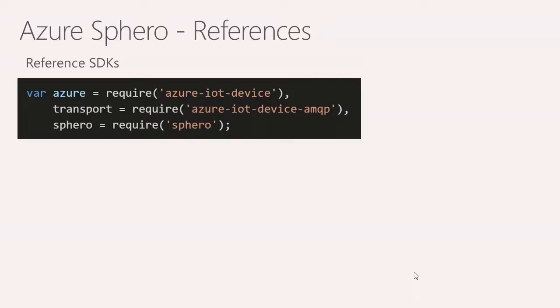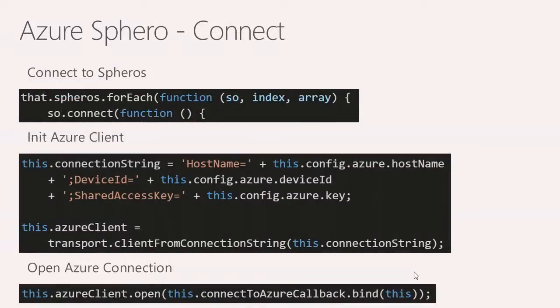The first thing you're going to want to do is reference those SDKs. Then you're going to want to connect from here to here. You want to say, for each of these Spheros that I've defined in some config, connect, and they have this connect function. Inside of Azure IoT, they have a connection string. You build up this connection string. You say, what's the device? The device is Sphero Gateway. We already created that. What is the key for that device? And then what is the host name for your Azure IoT? When you provision your Azure IoT hub, it'll give you a name to do so. And then you just say Azure client.open, and you pass it a callback.